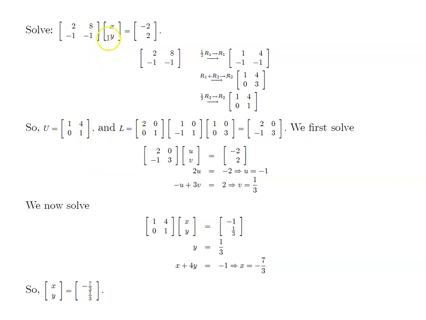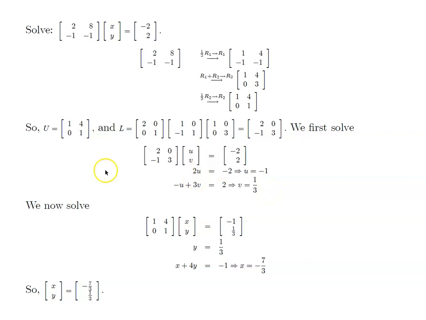So now like we did in the previous one, if we think of this as being U times (x, y) as a single set of variables, we'll first solve the lower triangular system. So we'll solve 2, 0, -1, 3 times (u, v) equals -2, 2. That gives us the equation 2u equals -2 from the first row, or u equals -1. The second row gives us -u plus 3v equals 2. Solve for v, we should get 1/3.